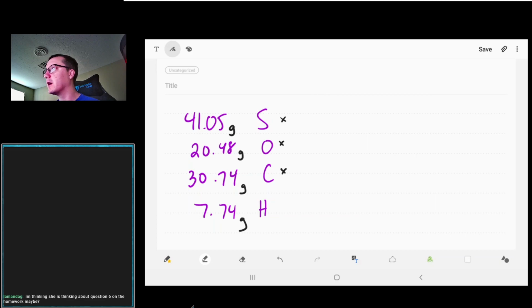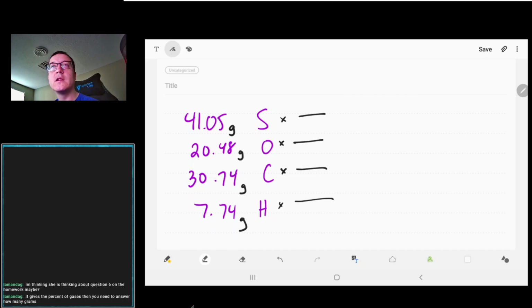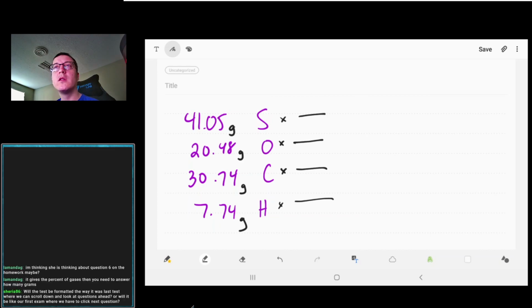I'm downloading it right now since I'm on a different computer, but remember what we want to do is convert all these guys to moles, right? And if we want to do that, so that's not an empirical formula problem, Lamanda. Number 6 is a partial pressure problem. It'll be like the last one, Sherry.